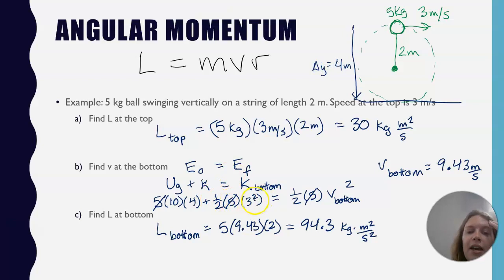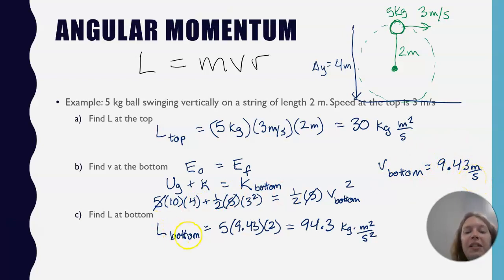And the kinetic energy it has is 1/2 its mass times its velocity squared. And that equals 1/2 times the mass times the velocity at the bottom squared. So our masses are in every term, so we can divide each side of the equation by 5, and those terms become 1. And so if we solve for the speed at the bottom, we get 9.43 meters per second.